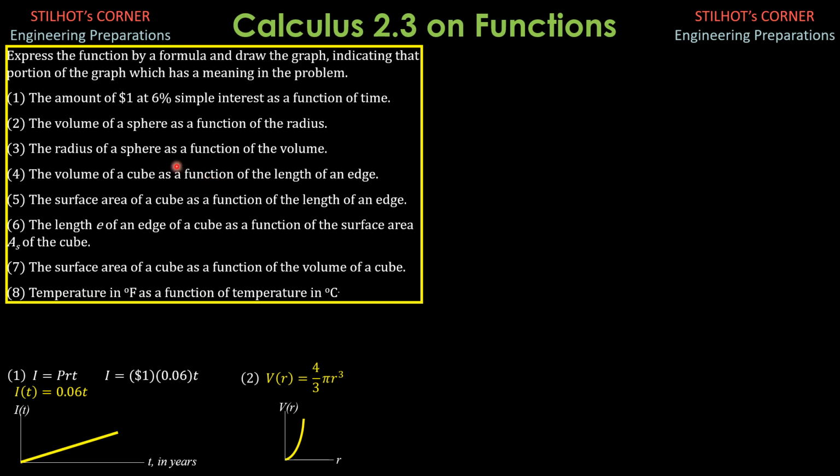Then part 3, the radius of a sphere as a function of volume. So from here, because this is r cubed, the radius is the cube root of 3 times volume over 4 pi. So the radius is the cube root of 3 times volume over 4 pi, and the graph should look like that, with the volume on the horizontal axis. So it is like the reflection of this graph about this 45 degree line, so the graph looks like that.